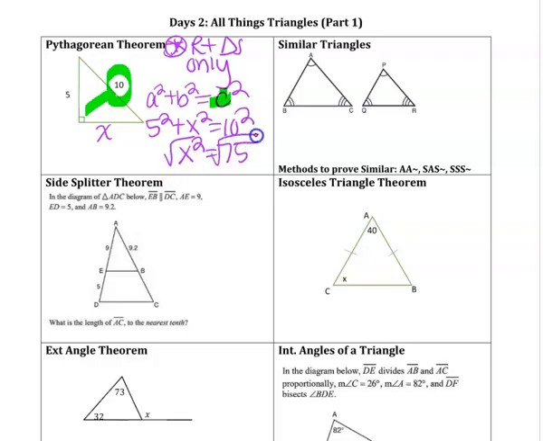And let's say the directions wanted simplest radical form. I know the biggest perfect square is 25. So 5 radical 3 would be my side for x.